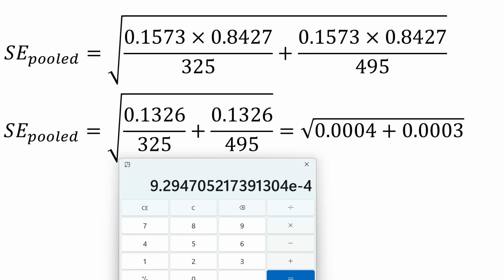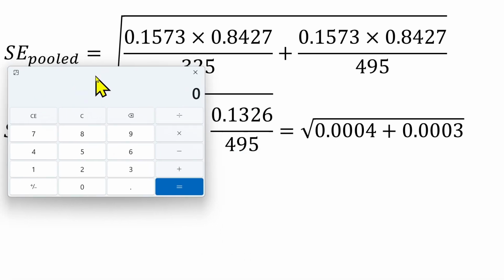If you want to do it in steps, that's okay as well, but you have to be sure you know how to deal with scientific notation because it might arise. And so here, I think the second ratio actually comes up in scientific notation. So let me just check that. 0.1326, so that's equal to P pooled times 1 minus P pooled. I'm going to divide that by 495.